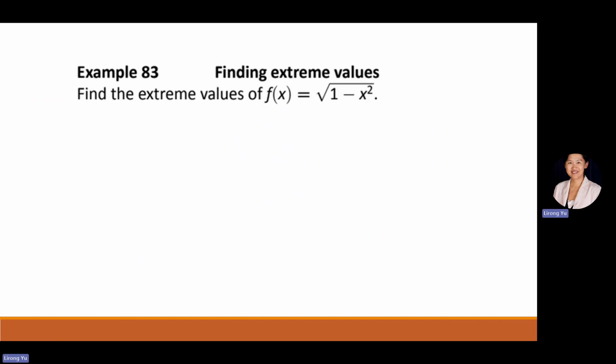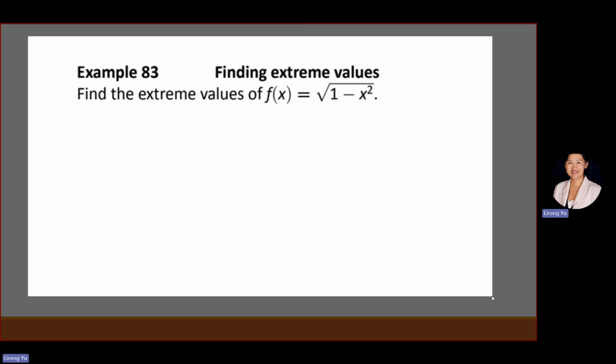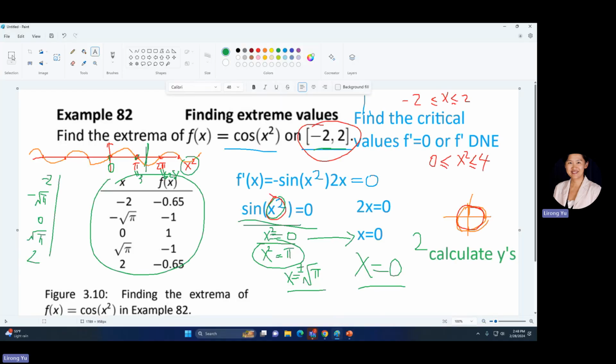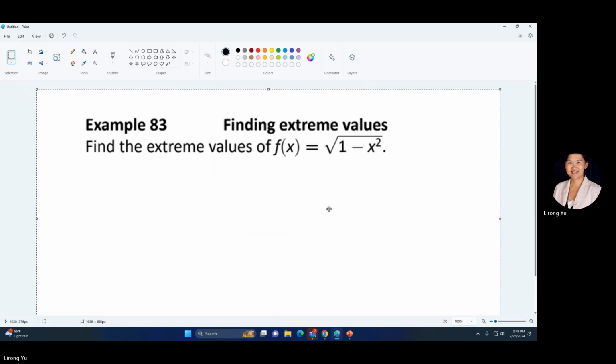This is one trick example. Another trick example is this one. Find the extreme value of square root of 1 minus x squared. This is actually an equation of the upper half of the unit circle. And the extreme value for this function is actually very straightforward if you realize this is an equation of the circle. Okay, so basically in this question, we have y equal to square root of 1 minus x squared. This is a really important function because we see this all the time. You kind of relate it to our unit circle.